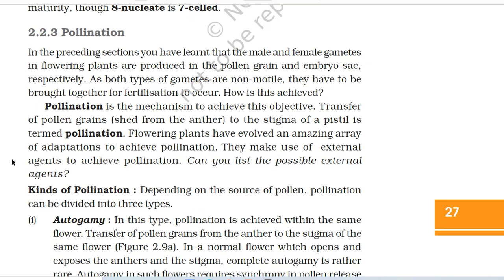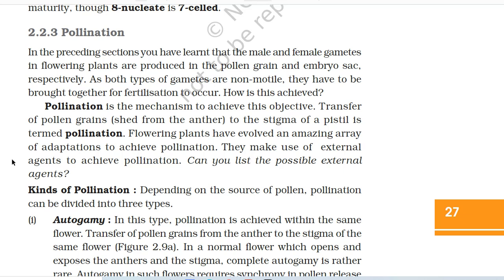2.2.3 Pollination. In the preceding sections, you have learned that the male and female gametes in flowering plants are produced in the pollen grain and embryo sac respectively. As both types of gametes are non-motile, they have to be brought together for fertilization to occur. How is this achieved? Pollination is the mechanism to achieve this objective.